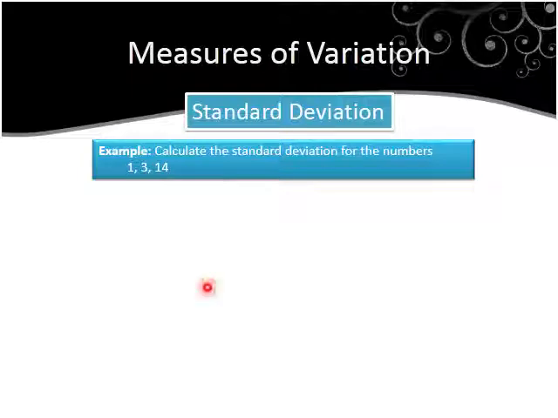So let's use this formula to calculate the standard deviation of the numbers 1, 3, and 14, and assume that 1, 3, and 14 are a sample that comes from a larger population. So we'll use our sample standard deviation formula, but notice the first thing we have to do is calculate the mean of that data in order to use the sample standard deviation.